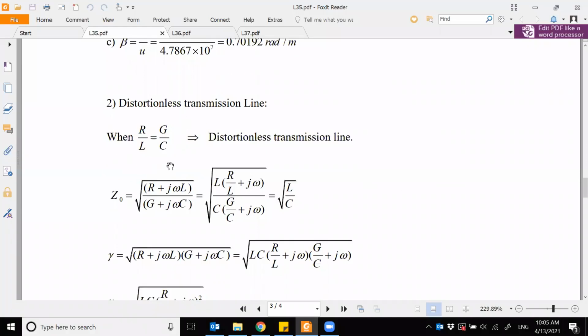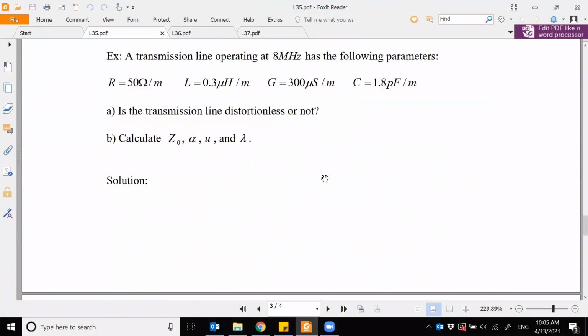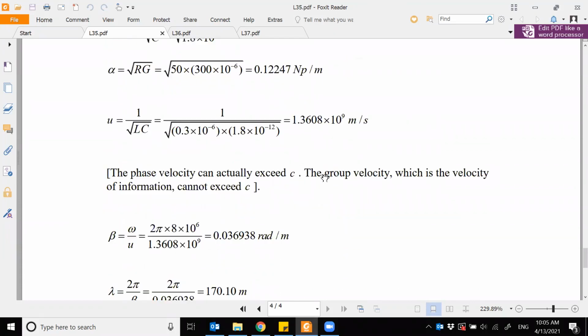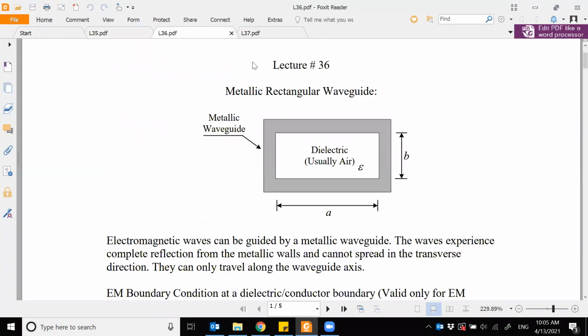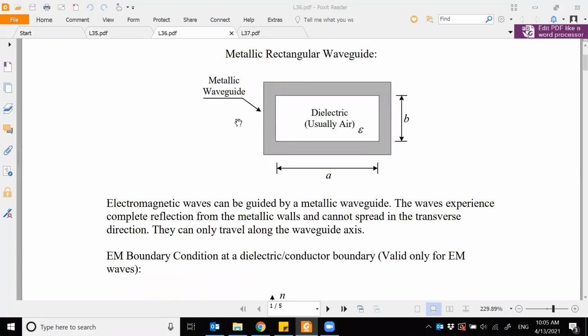So distortionless is R over L equals G over C. And then we took an example of both of these cases, right? And then we started our next important application of electromagnetic waves, which is a rectangular metallic waveguide. This was our problem statement.